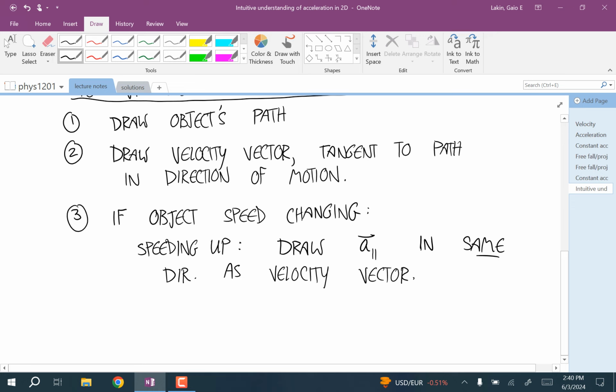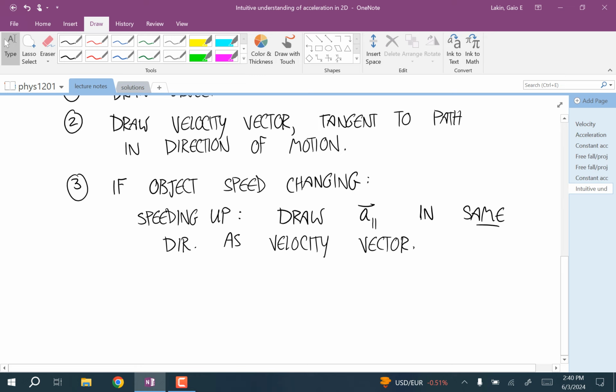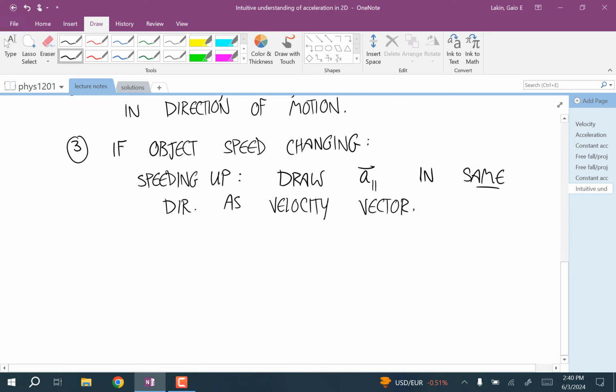This isn't too much of a surprise because we've already talked about the fact that if an object that's moving along a line is speeding up, the velocity and acceleration are in the same direction. And if it's slowing down, they're in the opposite direction. So I'm sure you can guess what I'm going to say about an object if it's slowing down. Then you're going to draw that parallel part of the acceleration, the part that's parallel to the velocity, in the opposite direction of the velocity.